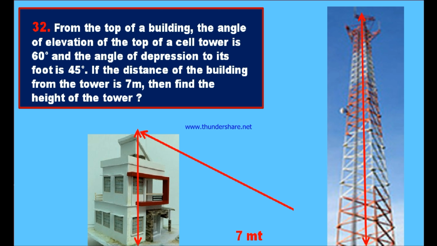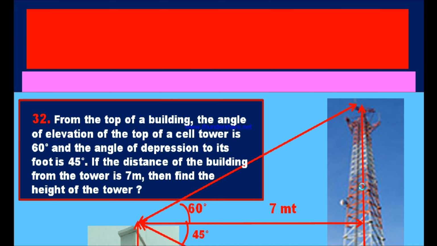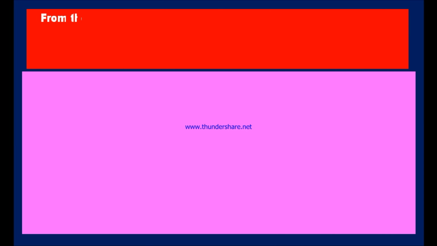From the top of a building, the angle of elevation of the top of the cell tower is 60 degrees. The angle of depression of the foot of the cell tower is 45 degrees. The distance between building and the cell tower is 7 meters. Now we have to find the height of this tower. Let us go to the solution.